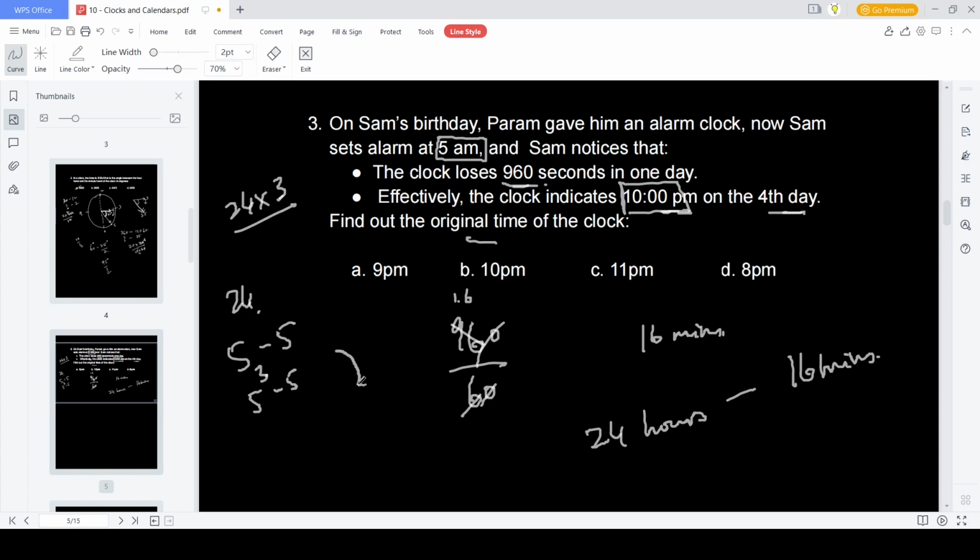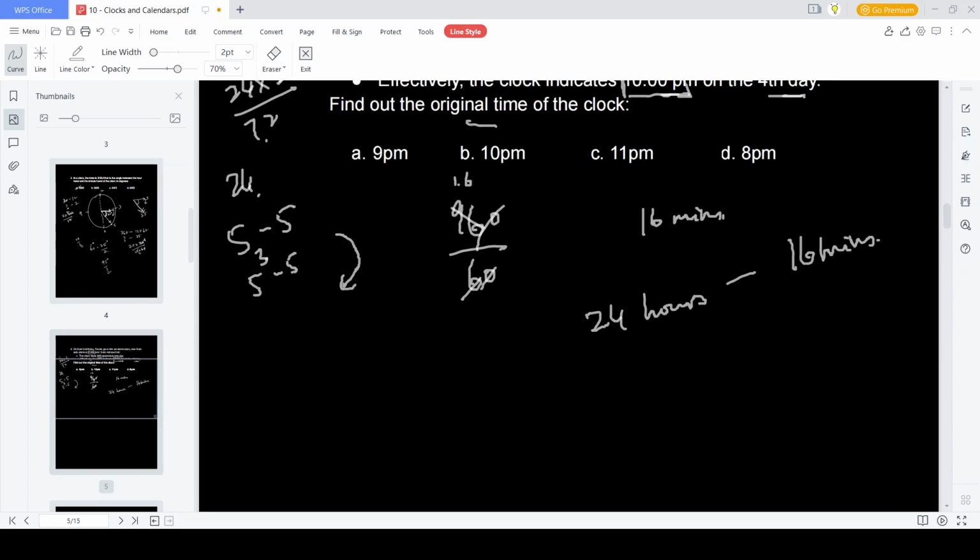Then 5 a.m. to 5 p.m. on the fourth day we'll have 12 hours in between. So this comes as 12 and 72. 72 hours takes us to 5 a.m. in the morning on the fourth day. So 72 plus 12 is 5 p.m. in the evening. 5 to 10, how many hours difference is there? 5 hours difference. So the answer is 89.